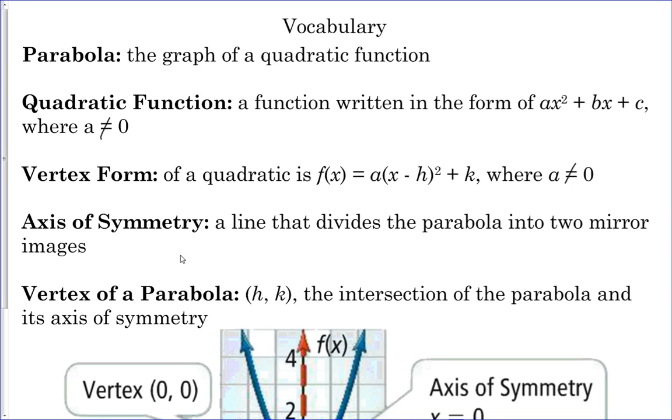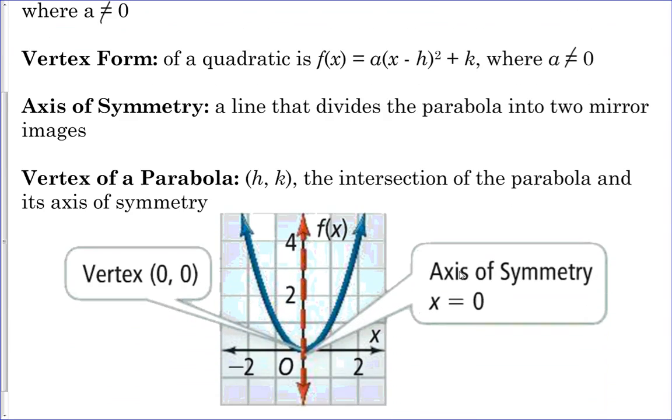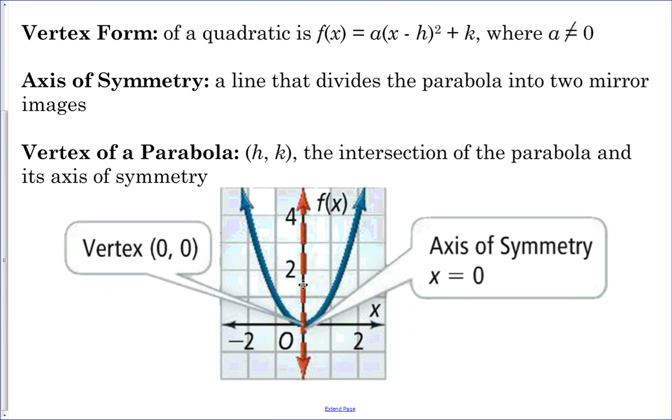Axis of symmetry is a line that divides the parabola into two mirror images. And down here I have a picture of that. This dashed red line right here is the axis of symmetry, because as you can see, it divides this parabola into two mirror images. All right.